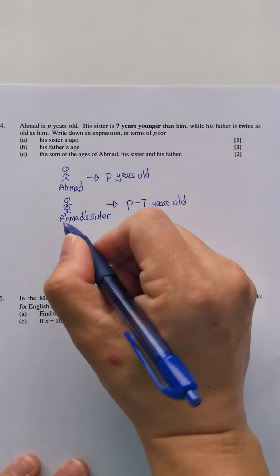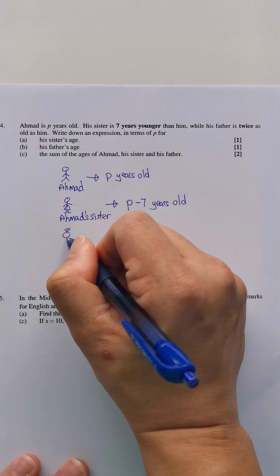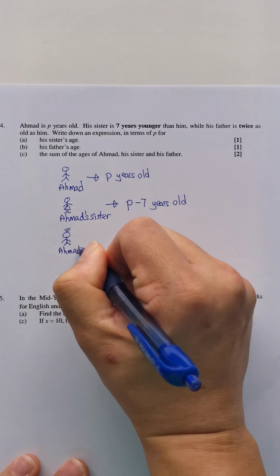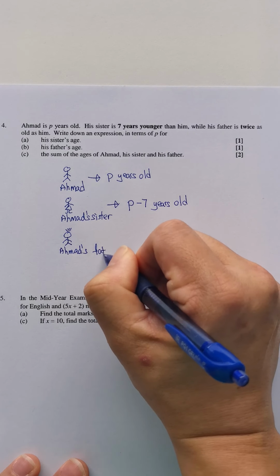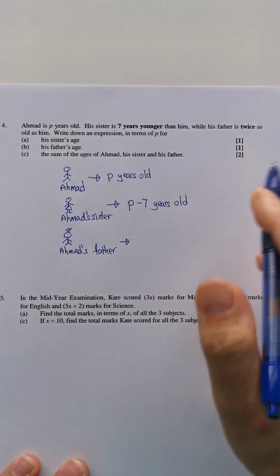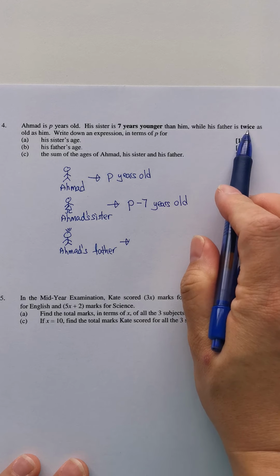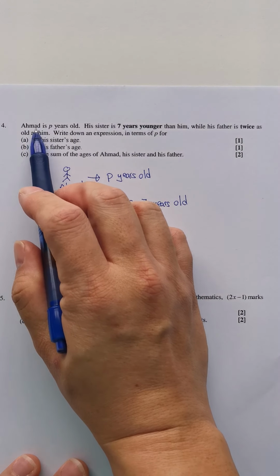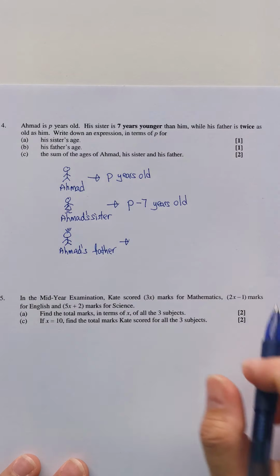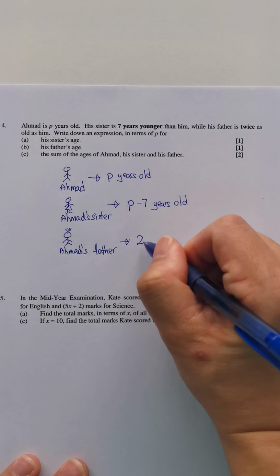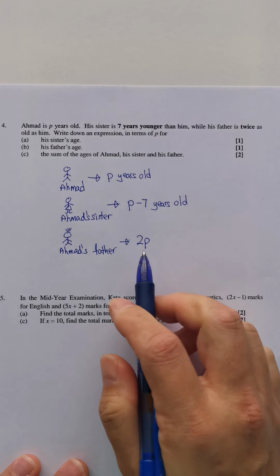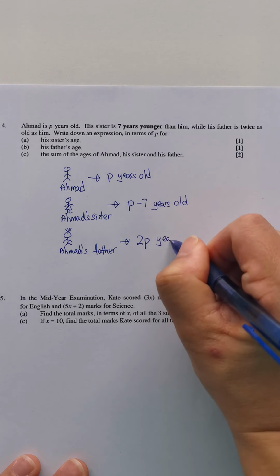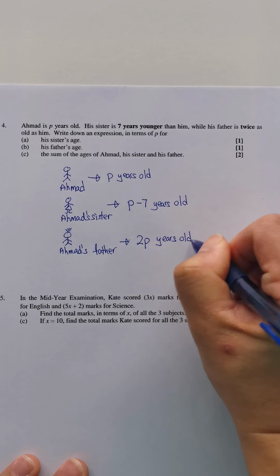Then we have another person, the father. This is Ahmad's father. The father is twice as old as Ahmad. Twice means 2 times. So if Ahmad is P, the father will be 2 times Ahmad's age. So we have 2P. This is Ahmad's father's age.